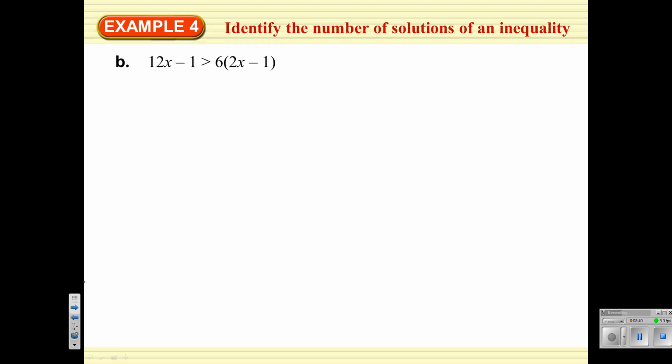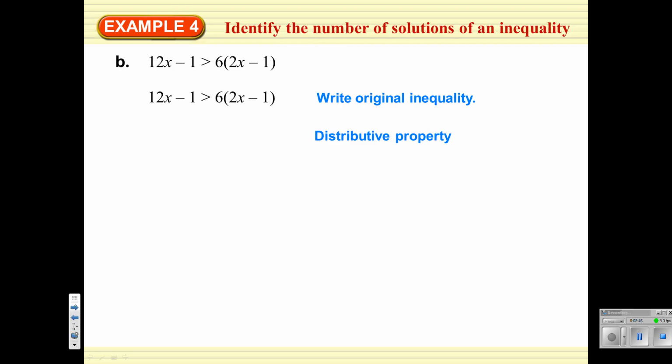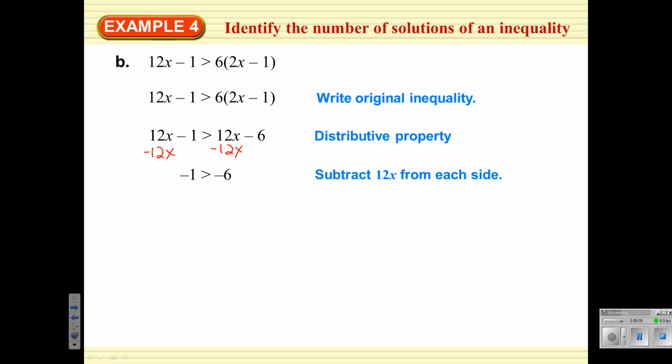Okay, next one, same type of thing. Going to distribute. We have 12x minus 1 is greater than 6 times 2x minus 1. We end up with 12x minus 1 is greater than 12x minus 6. Subtract 12x from both sides. Okay, and we're left with negative 1 is greater than negative 6.